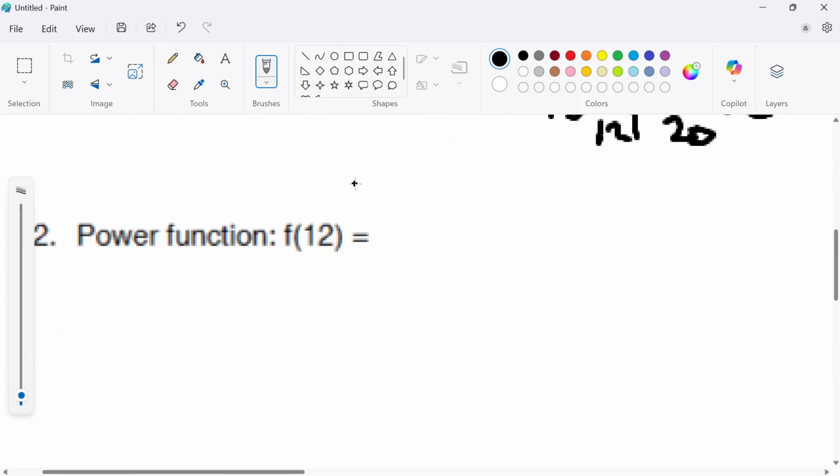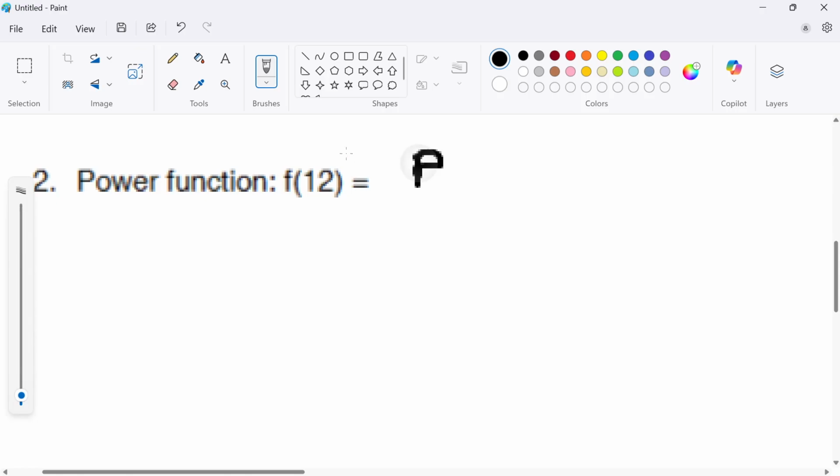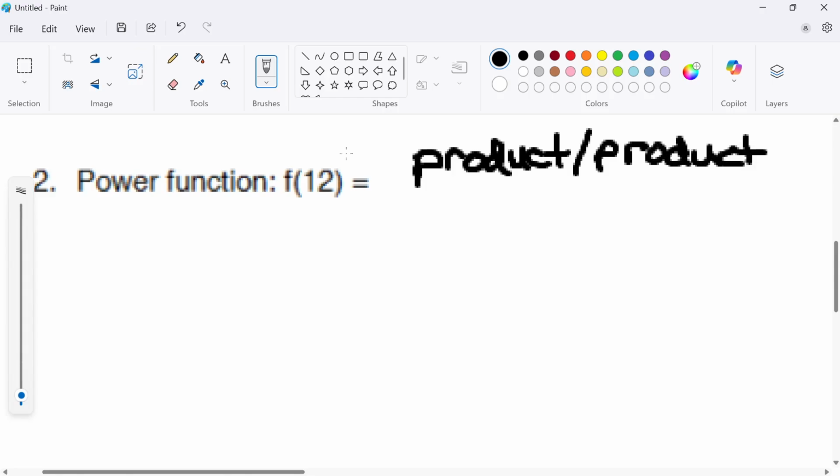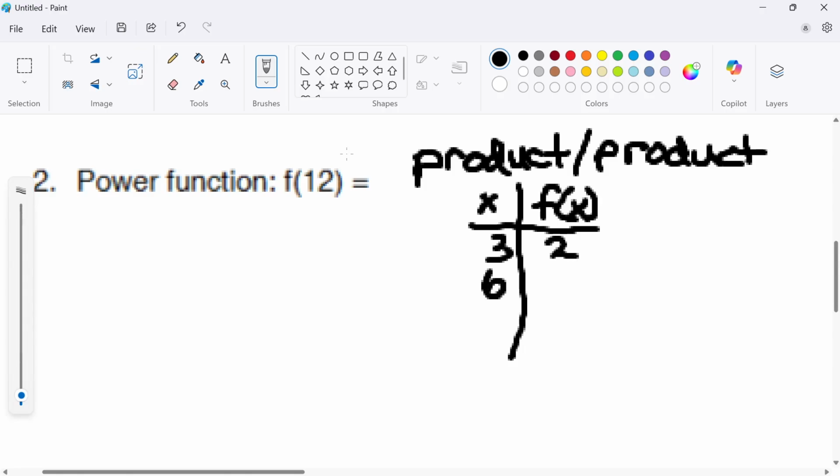All right, power function. What is a power function? Power function is product. I multiply the x by some value, and I multiply y by some value every time, for the same amount of multiplying on x. So here's x and f of x. Let me check it out. X is 3, f of x is 2, x is 6, f of x is 8. So 3 times what is 6? 3 times 2 is 6. 2 times what is 8? 2 times 4 is 8.